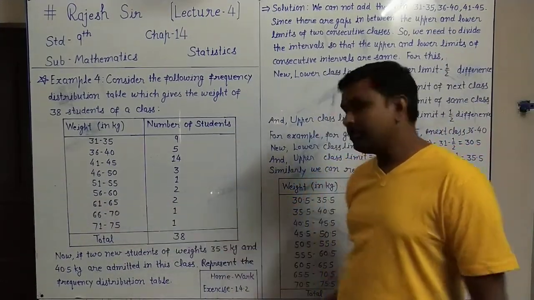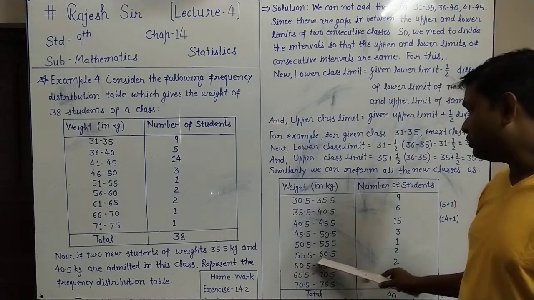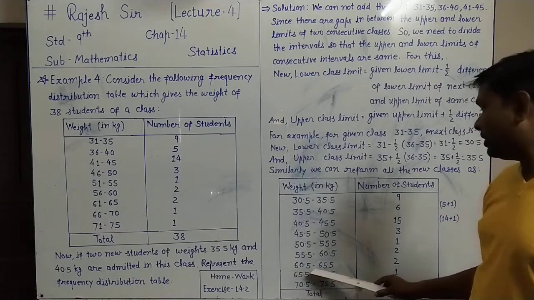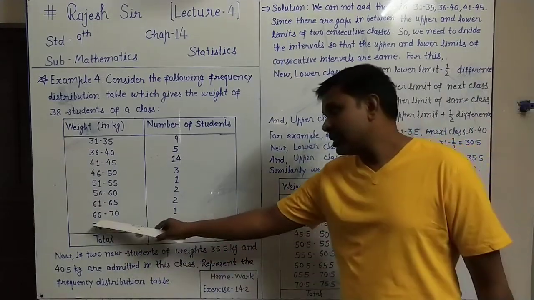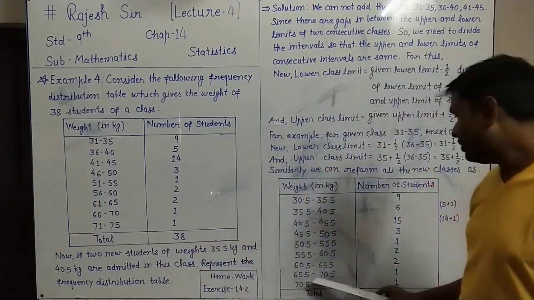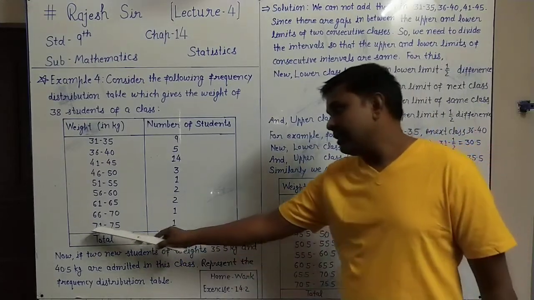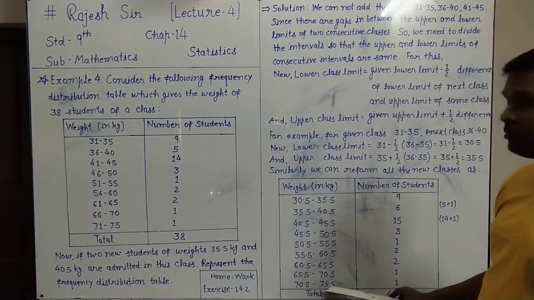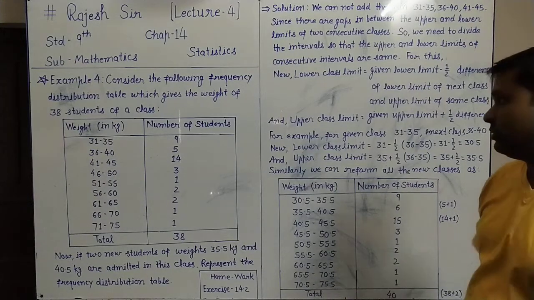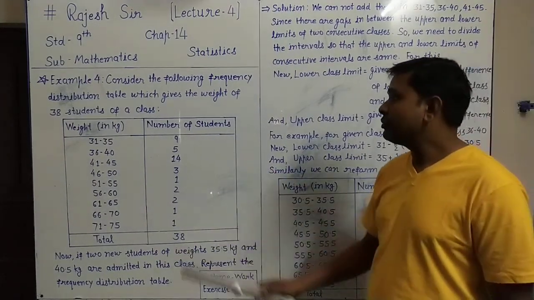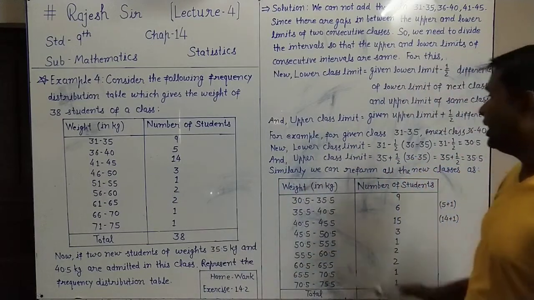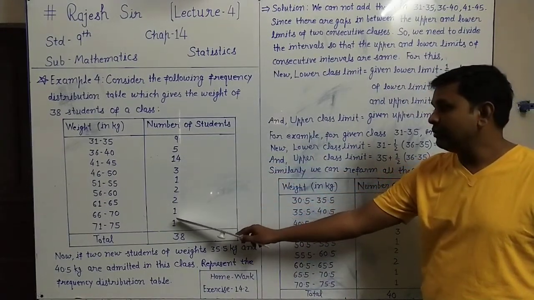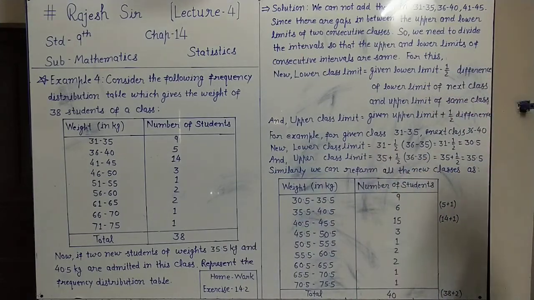56 to 60 becomes 55.5 to 60.5. 61 to 65 becomes 60.5 to 65.5. 66 to 70 becomes 65.5 to 70.5. And 71 to 75 becomes 70.5 to 75.5. And the number of students in these weight categories are 9, 5, 14, 3, 1, 2, 1, 1. It was given in a similar way.